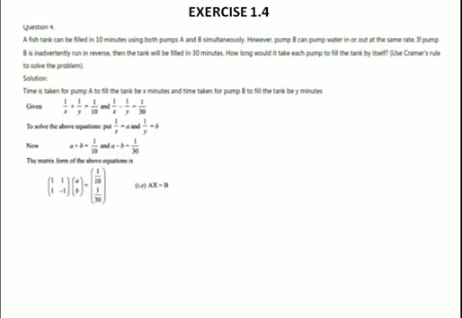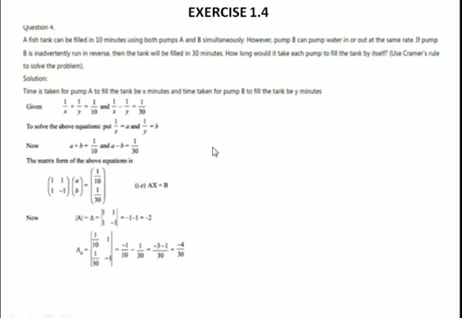The matrix form of the above equation is 1, 1, 1, minus 1. You write it in the matrix form Ax equals B. Then delta, first find out: minus 2. Then delta a: minus 4 by 30. Delta b: minus 2 by 30.